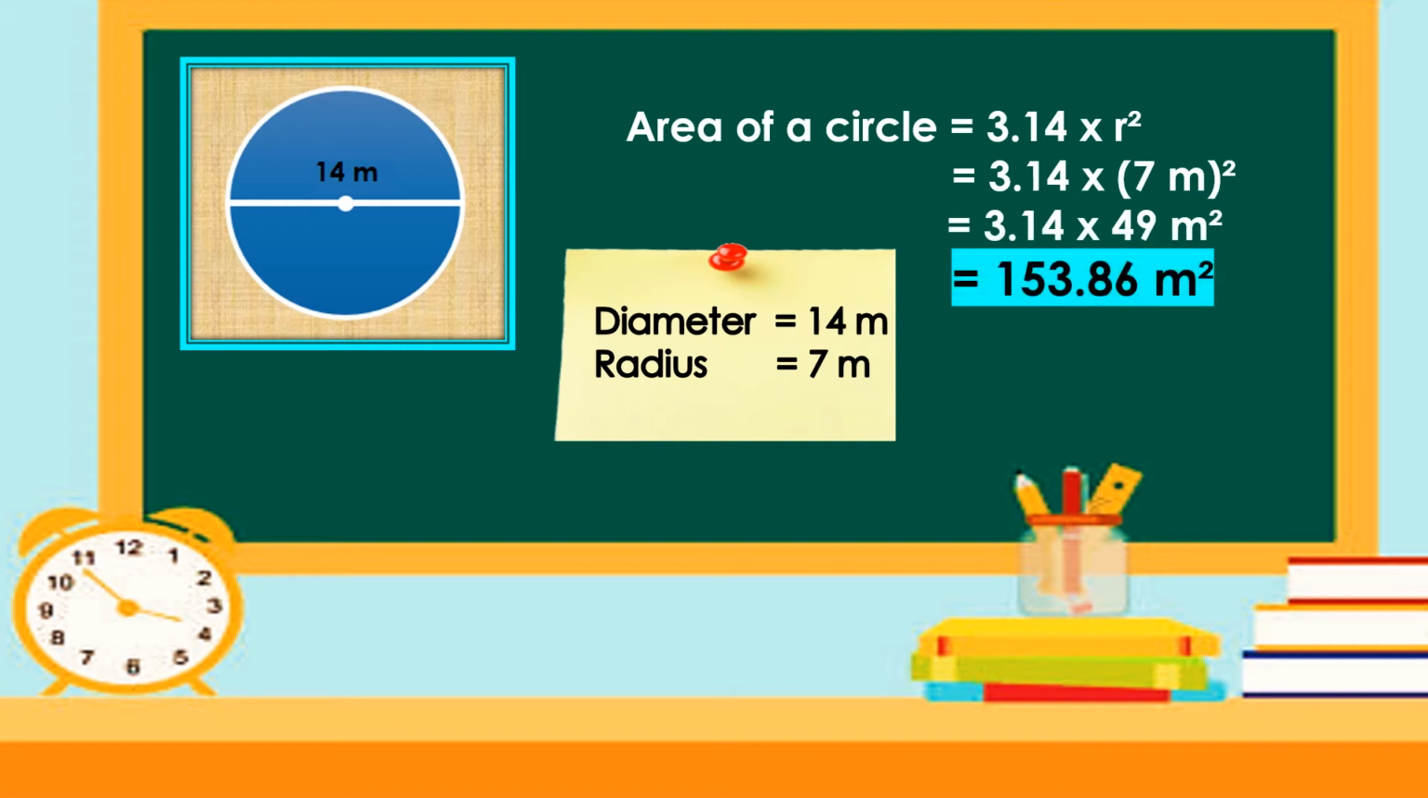Area of the circle is equal to 3.14 times radius squared, in which our radius is 7 meters. 3.14 multiplied by the square of 7 meters, so 3.14 times 49 square meters. So the answer is 153.86 square meters.